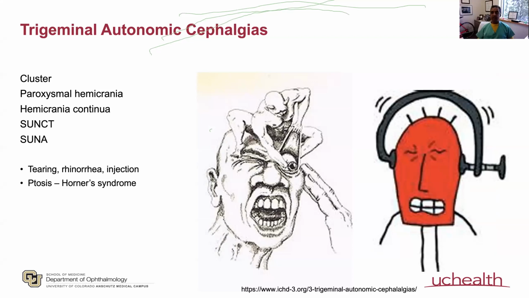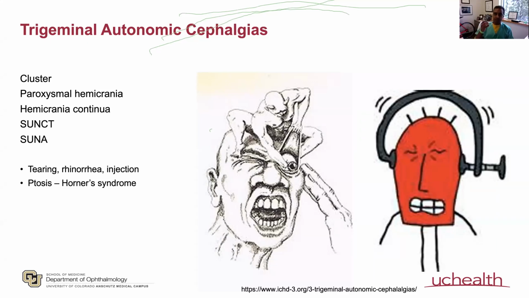Cluster headache is perhaps the more common form of the trigeminal autonomic cephalalgias. Cluster headache is defined by exactly that. Patients get these severe episodes of unilateral head and face pain that come in clusters, and the episodes last for anywhere from 15 to 180 minutes.